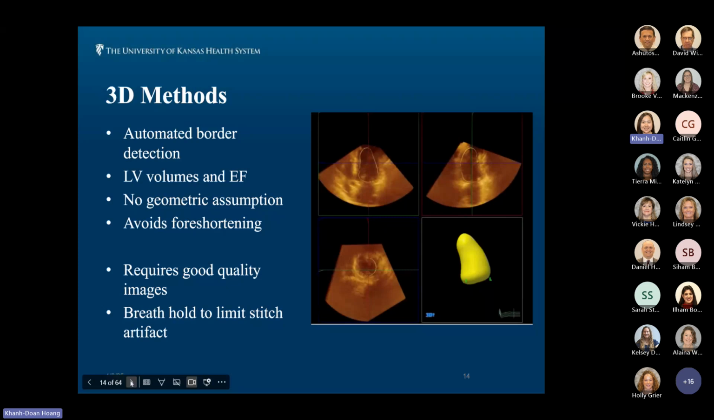And then 3D methods can definitely help you identify your LV volumes and ejection fraction because here there's no geometric assumptions, right? And you can avoid foreshortening as well. But the technicality is that it's a little bit harder to acquire. You need good images where you can see the whole left ventricle, and it may require that your patients hold their breath for a little bit so that we avoid some stitch artifact.